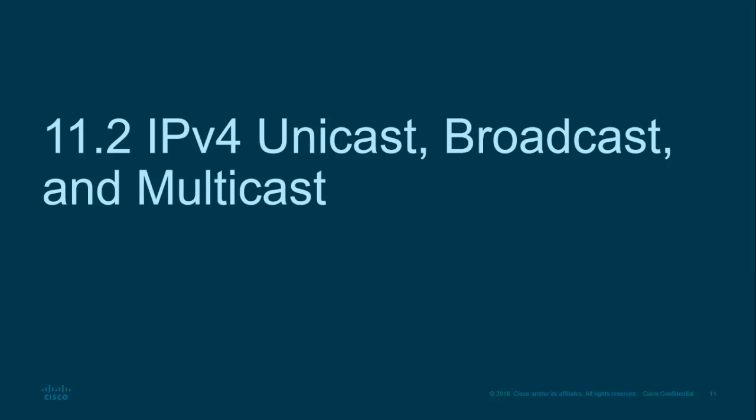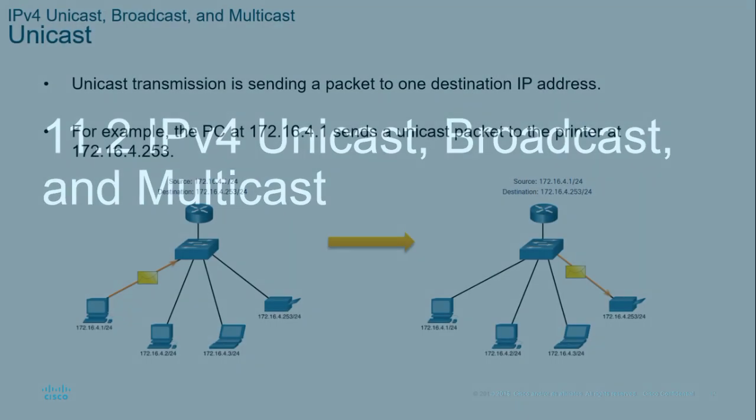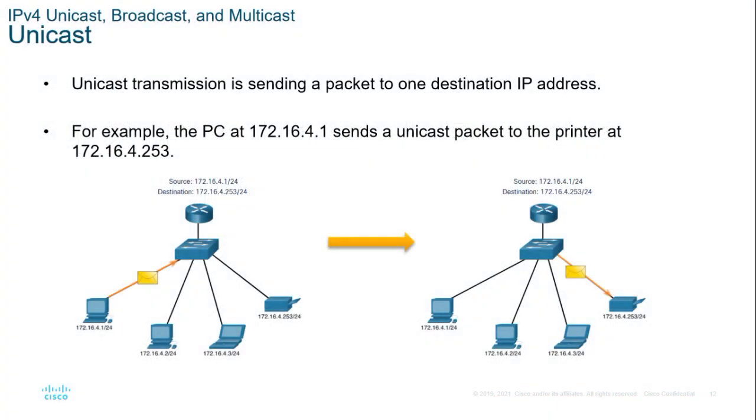IP version 4: Unicast, Broadcast, and Multicast. In an IP version 4 network, the hosts can communicate in three ways: unicast, broadcast, and multicast. These three types of communication are used for different purposes in data networks. In all three cases, the IP version 4 address of the originating host is placed in the packet header as the source address.